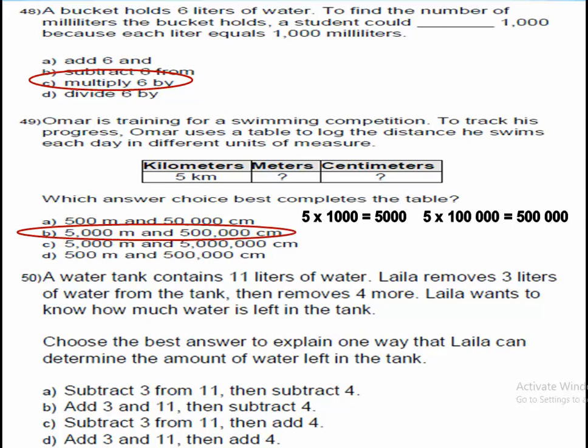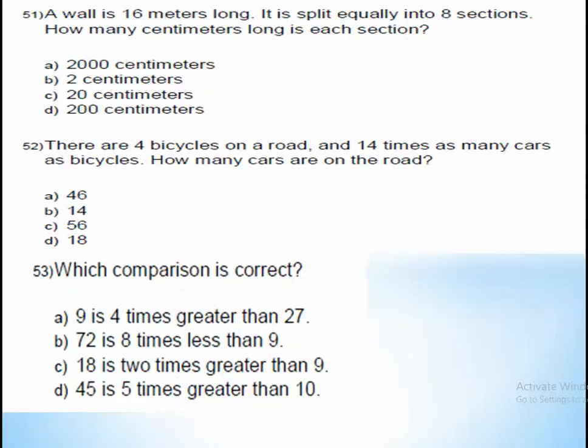A water tank contains 11 liters of water. Layla removes 3 liters of water from the tank, then removes 4 more. Layla wants to know how much water is left. Okay, we will subtract. First, she removes 3, so we subtract 3 from 11 first. Then subtract 4 from the rest. Okay, subtract 3 from 11, then subtract 4.